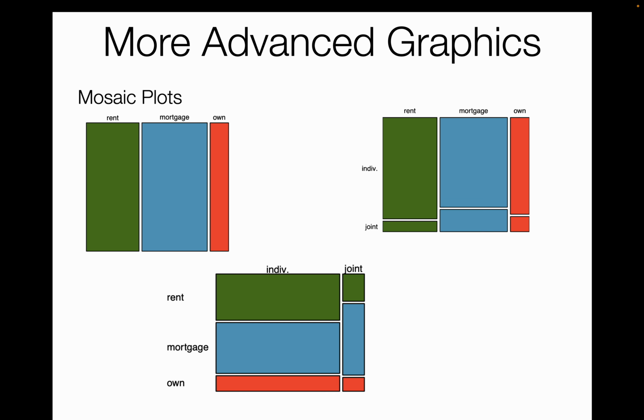What's interesting in that bottom plot is that not only the width, but also the height of the bar matters. The height is the rent, mortgage, or own breakdown. The width is individual versus joint. You can see that the heights are different for individual versus joint. As we saw before, for joint loans, most of the people who took them out had mortgages. For individual loans, there were generally a lot more of them, but also a more even split between rent and mortgage, and so on and so forth.